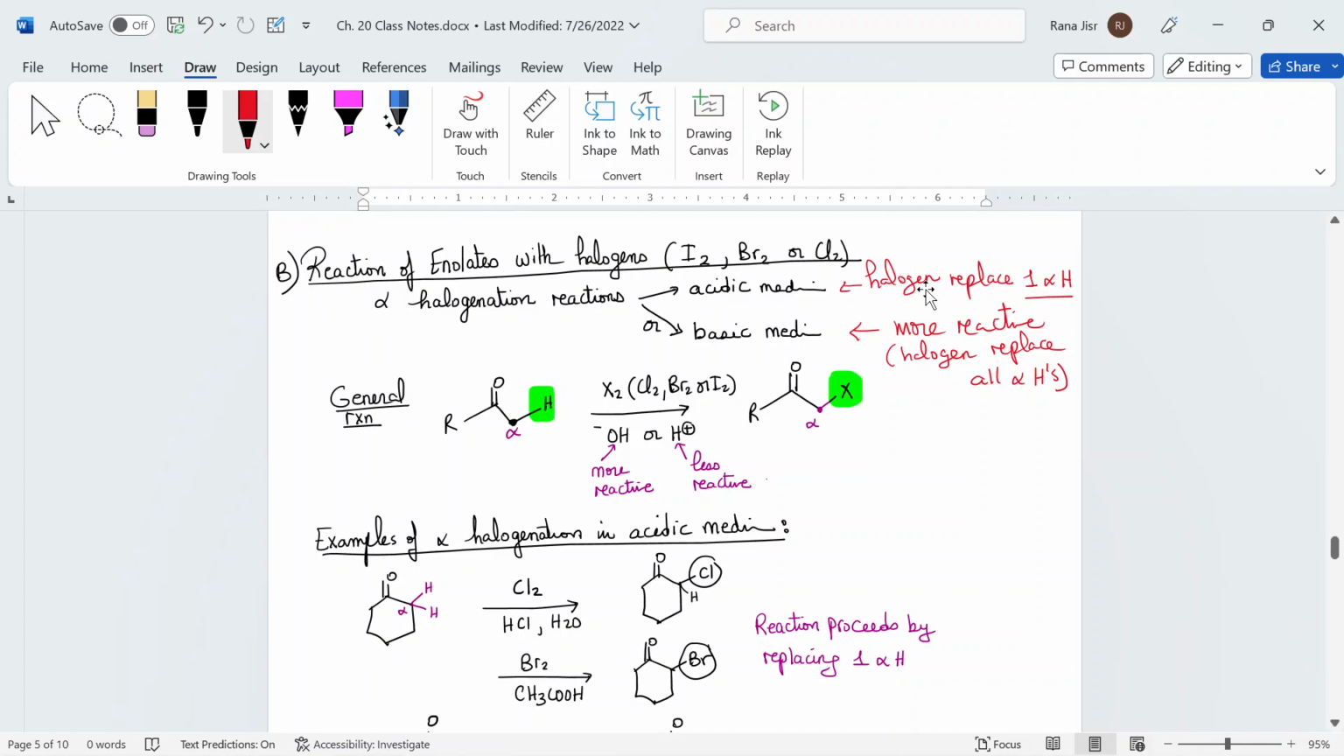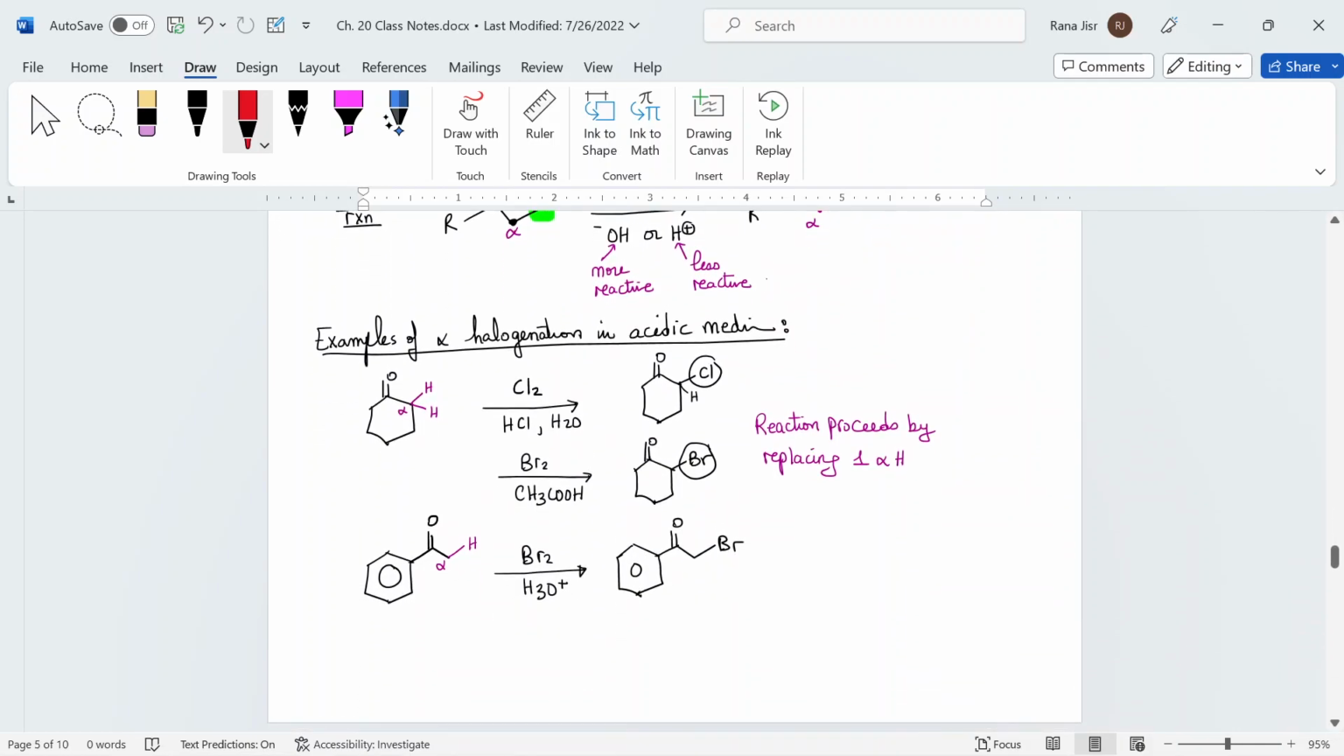So you're going to end up replacing the alpha hydrogen with the halogen. But the question is, how reactive is your reaction medium? The reaction is going to proceed by substituting the alpha hydrogen by the halogen, depending on the halogen that you are using. So let's have an example over there before we go into the mechanism. Always look at the medium that you are working with.